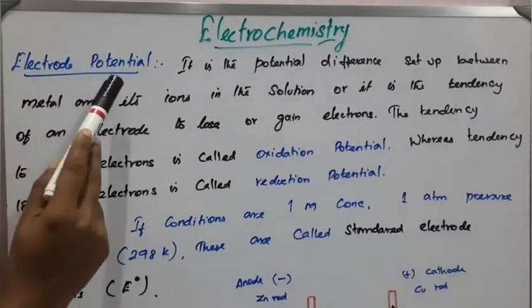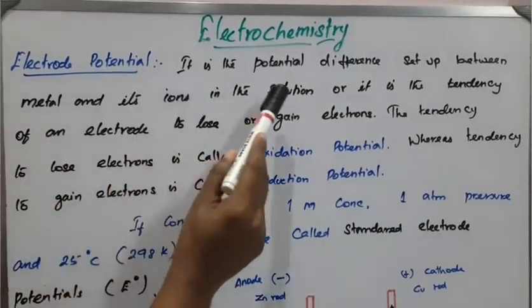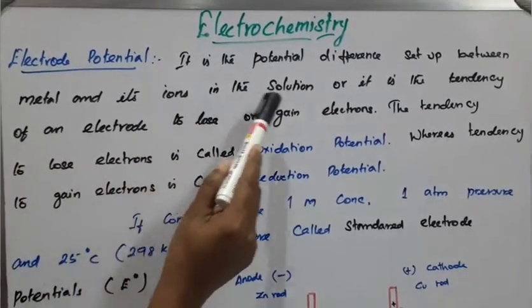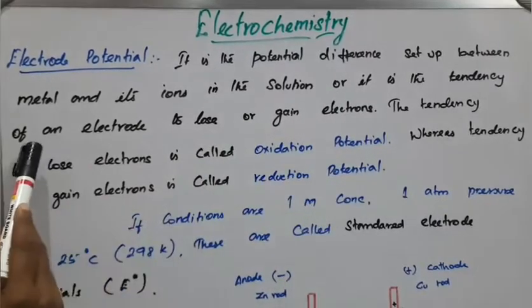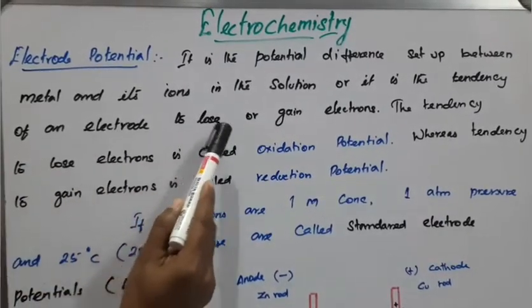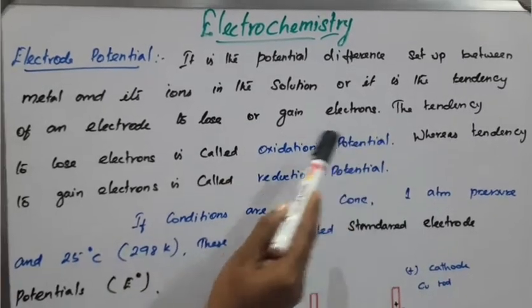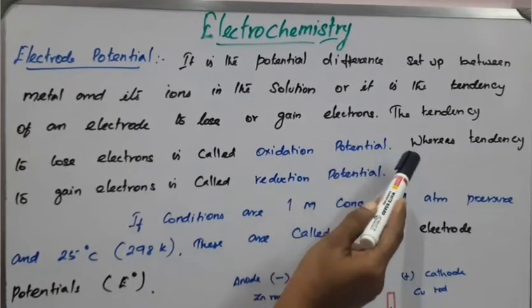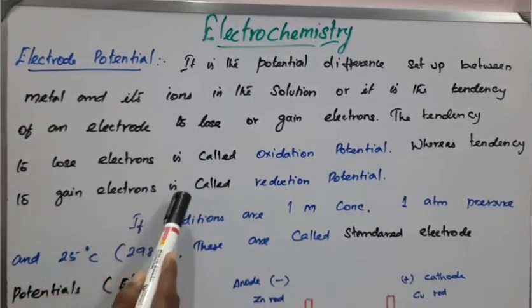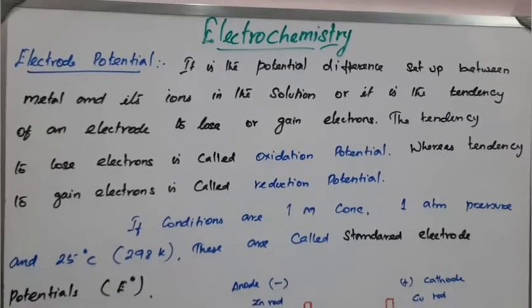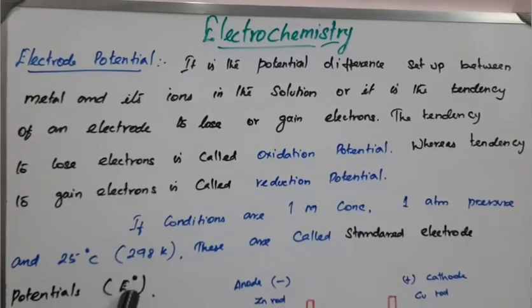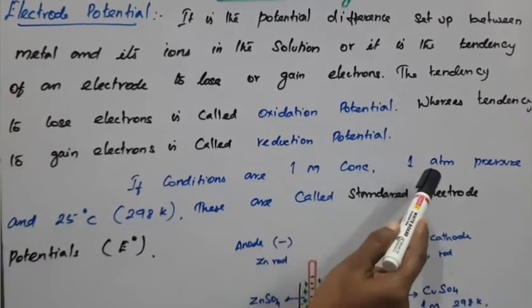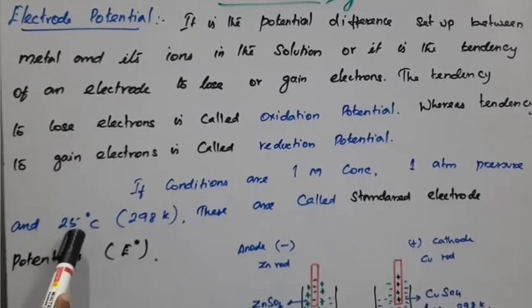3.2 Electrode Potential. It is the potential difference set up between a metal and its ions in the solution, or it is the tendency of an electrode to lose or gain electrons. The tendency to lose electrons is called oxidation potential, whereas the tendency to gain electrons is called reduction potential.